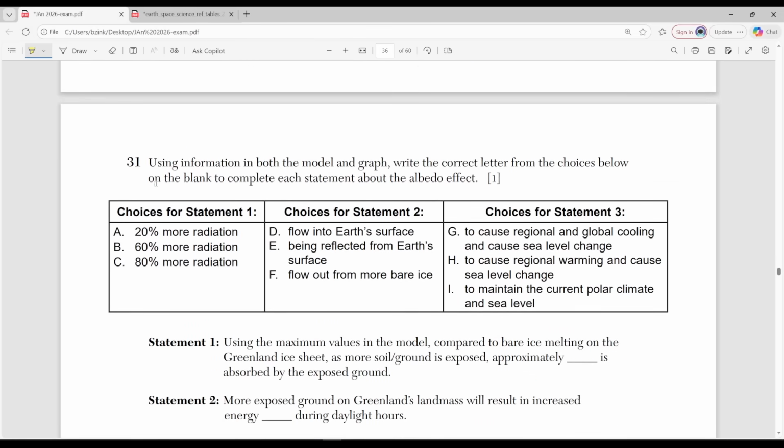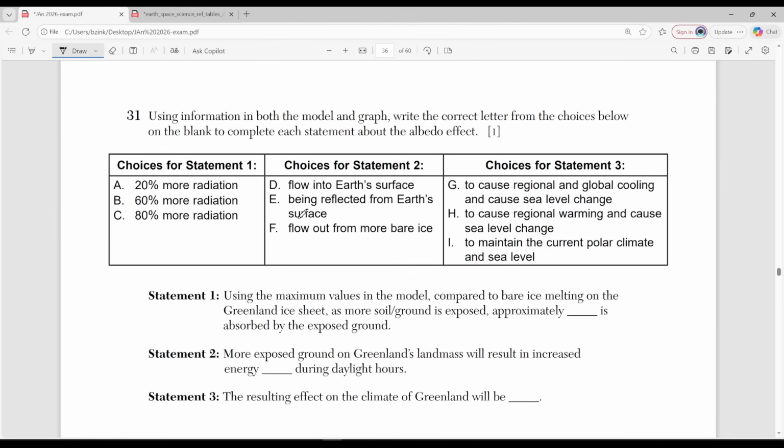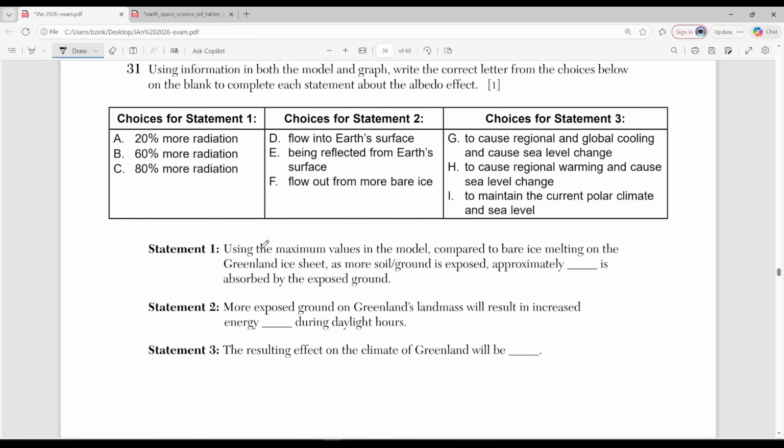Using the information in both the model and the graph, write the correct letter from the choices below on the blank to complete each statement about the albedo effect. Okay, let's just read and we'll go check. Using the maximum values in the model compared to bare ice melting on the Greenland ice sheet, as more soil is exposed, approximately blank is absorbed by the exposed ground.